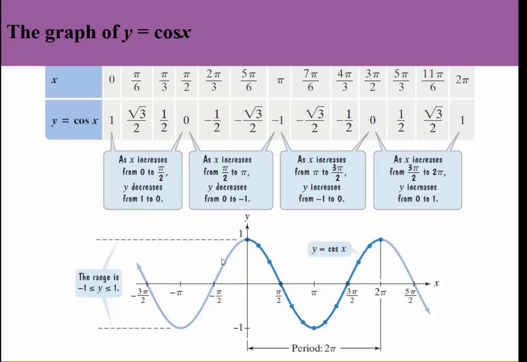All right, on the cosine graph, notice as x increases from 0 to pi over 2, y decreases from 1 to 0. So as x is increasing here, y is coming down. From x increasing from pi over 2 to pi, y also decreases from 0 to negative 1. So again, this is decreasing along this path. And then when it hits pi to 3 pi over 2, it begins increasing again.